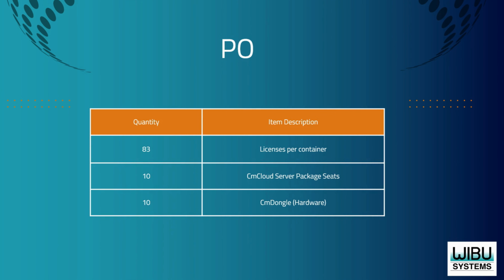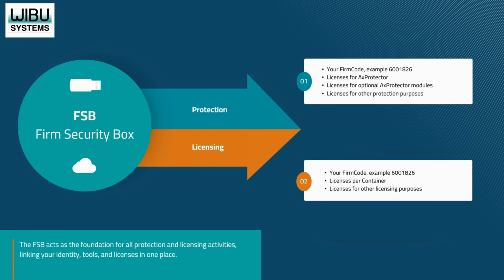The Firm Security Box has two main purposes. First, it contains the rights you need to protect your software against reverse engineering. Second, it contains the licenses and rights you need to create and manage licenses for your end users.